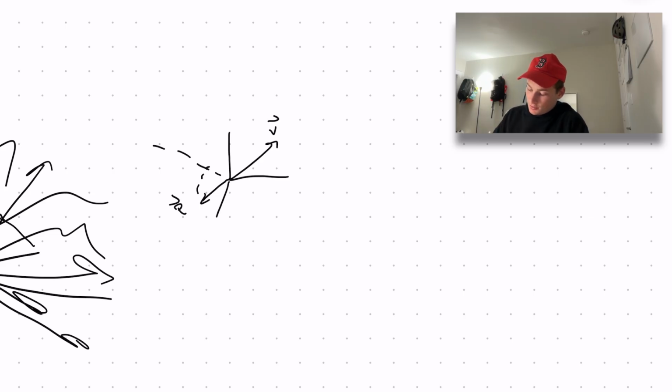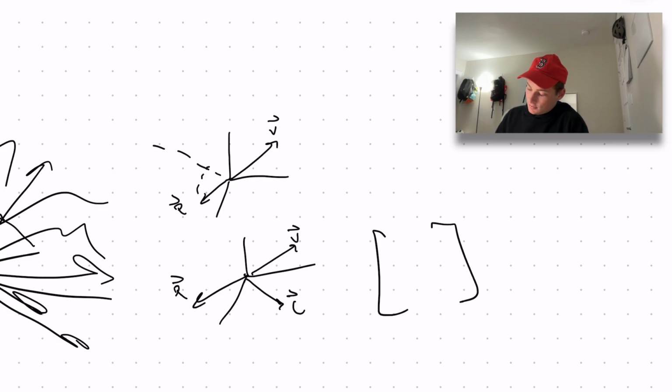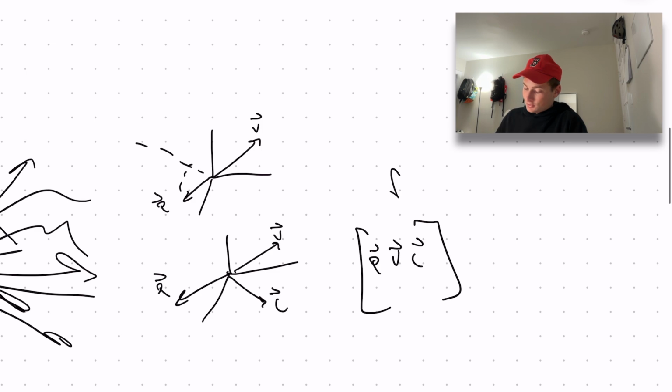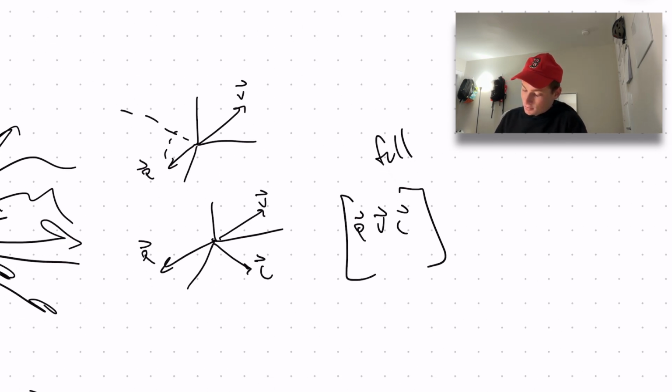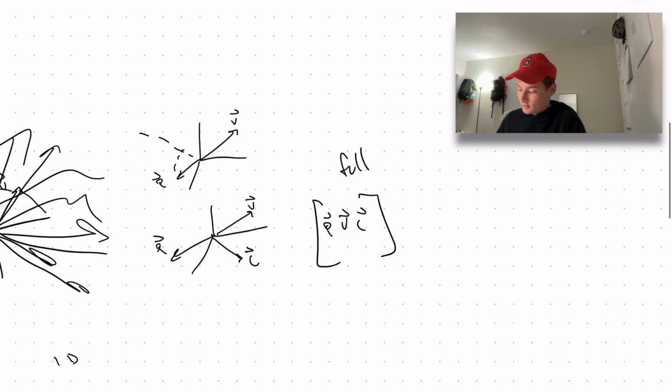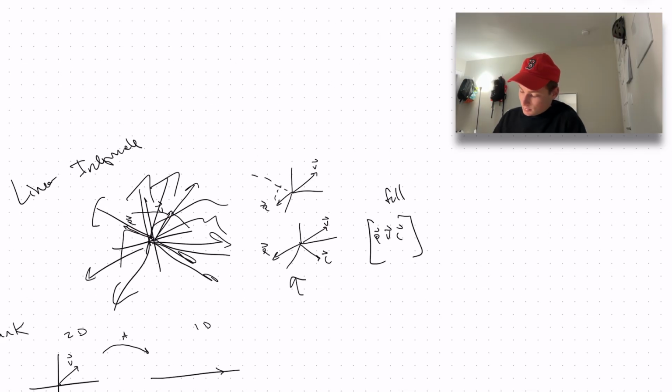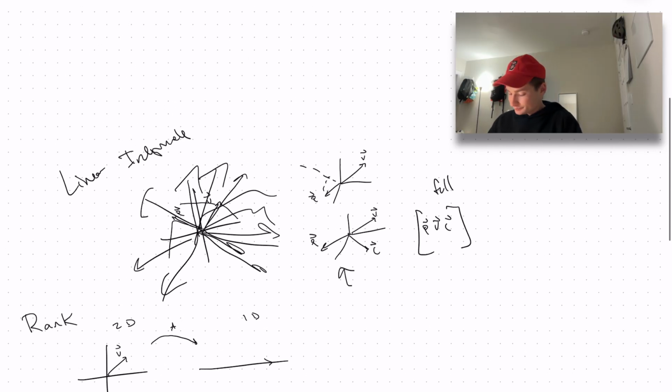So if you had three vectors, you would. And so if these three vectors are put inside of a matrix, P, V, and C, then this has full rank, and these are all linearly independent. So if the number of vectors equals the number of dimensions, or the number of columns, or the number of dimensions like in your drawing, then there's full rank, and you can span the whole space. Okie doke.